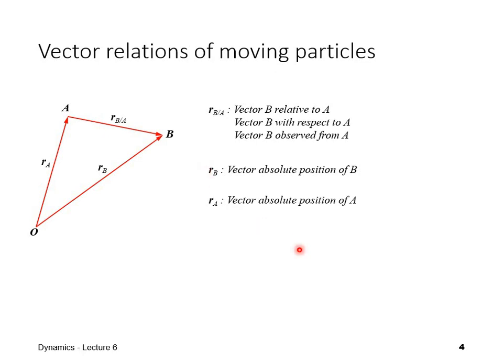Same applies to RA. And when we look at the graphical polygon, you can see that RB is equal to RA plus RBA. When we do it for the velocity of the jet, it also follows the position equation. Same applies to the acceleration.